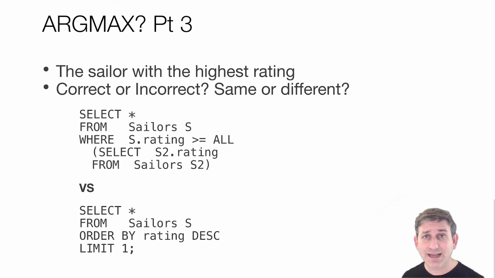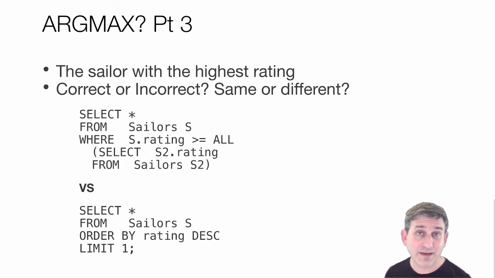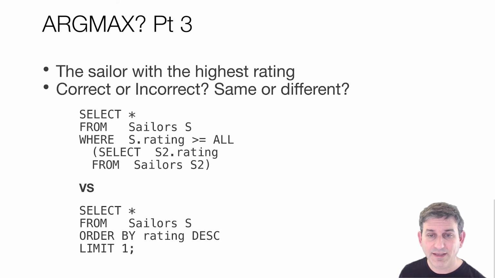And the second one is not entirely deterministic in the sense that it will pick arbitrarily amongst the sailors who are of maximal rating. Sometimes that's what you want. You just want a single row and you want it to be one of the tied winners. And that's fine. You can use the second query. Sometimes you want all the sailors who are tied, and in that case you would want to use the first query. So argmax, its definition is a little bit ambiguous about what to do about ties. And these two queries give you two different ways of resolving that ambiguity.